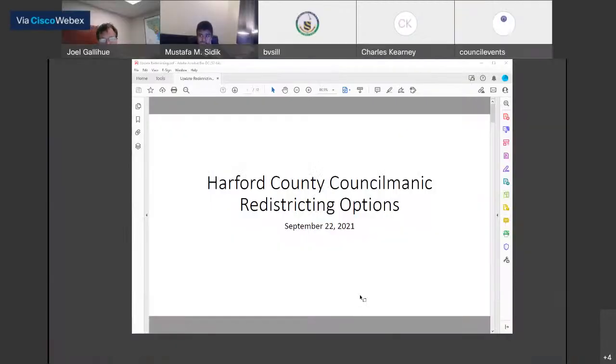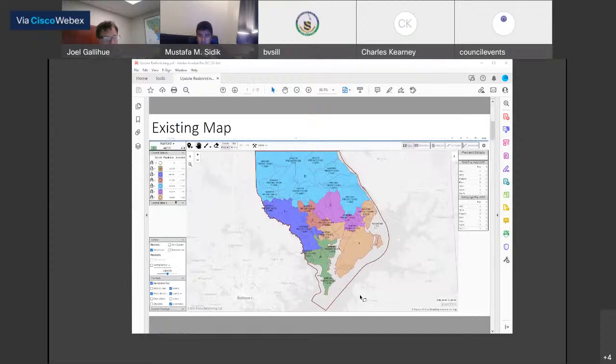This is the presentation that I used last night with one slightly different slide, but the first thing to look at is to understand the existing map. When you look at the existing map, it's been updated with the new census data from the 2020 census. And so we can evaluate how fair this map is based on one of the criteria that Mustafa mentioned earlier, the population. And we can also look at the other criteria, the contiguousness and compactness of the districts.